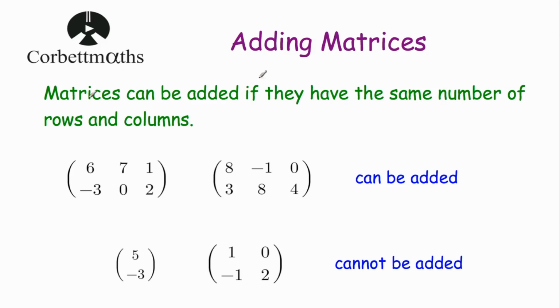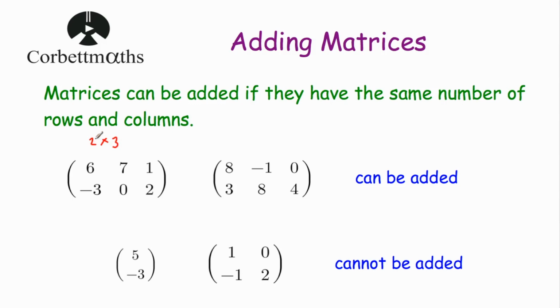In this video we're going to look at adding and subtracting matrices. So matrices can be added or subtracted if they've got the same number of rows and columns. So here we've got a 2 by 3 matrix. It's called a 2 by 3 matrix because it's got 2 rows and 3 columns.